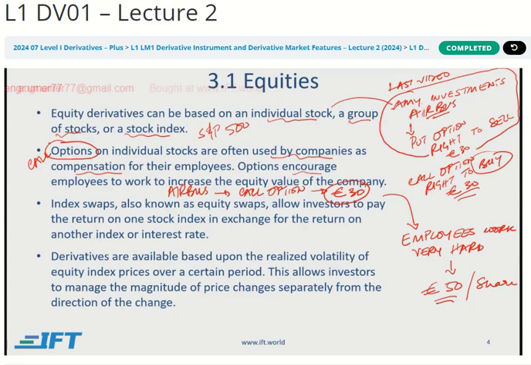Now, index swaps, also known as equity swaps, allow investors to pay the return on one stock index in exchange for return on another index or interest rate. So let me give you an example here. Let's say I am in the US and I want to invest in India in the Sensex, which is the index of the Indian stock market, but I don't want to send my money over there, right?